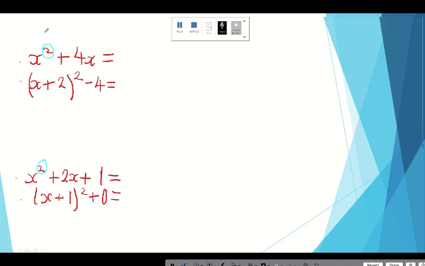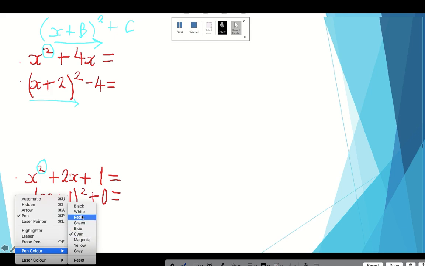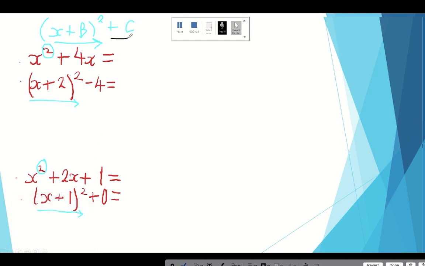So we're going to talk about putting it into the form x plus b, where b is an unknown, squared plus c. So hopefully you can notice we have a bracket with x plus something, or it could be x minus something, as shown by these blue arrows. And then after the bracket, we are adding or subtracting something. This is why we write plus c, which is shown with a black line.